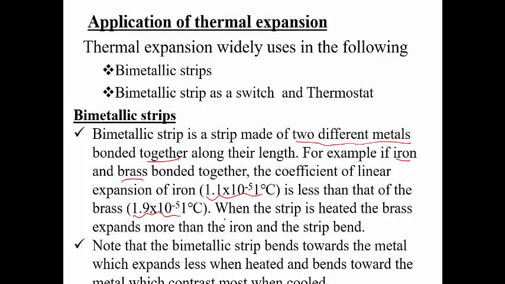When the strip is heated, the brass expands more than the iron. Therefore, the strip bends, and the bending is always towards the lower expansion coefficient. Note that the bimetallic strip bends towards the metal which expands less when it's heated, that means which has a low expansion coefficient. Here we use iron and brass. Among these, which one has a large expansion coefficient? The brass. Therefore, the brass expands highly and the iron expands less than the brass. Therefore, it bends towards the iron.